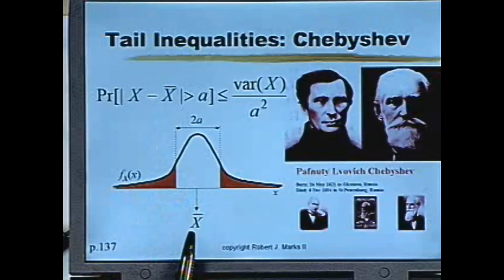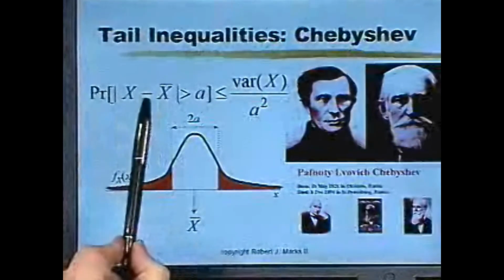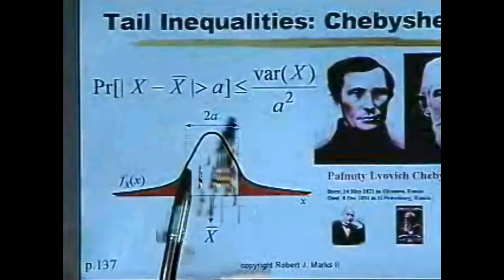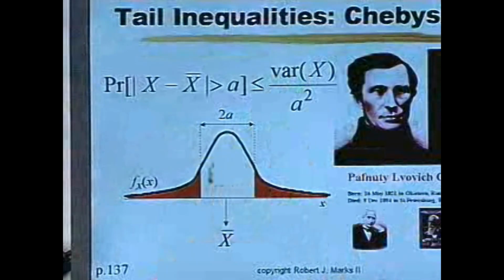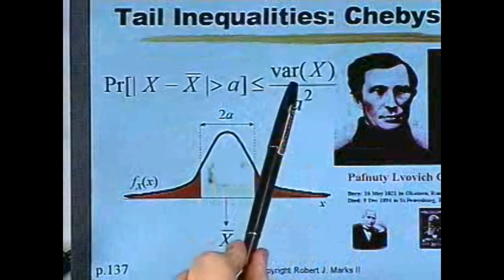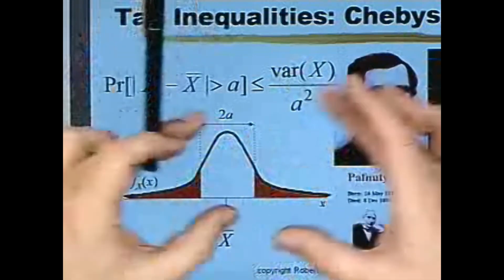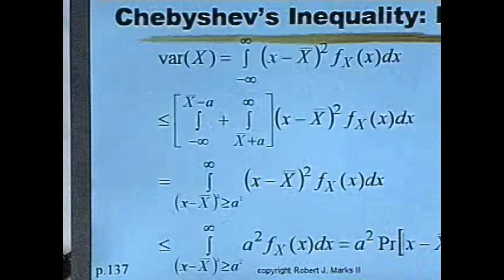We have a density function with an x bar, and the probability that |x minus x bar| is greater than a is the probability that these areas under the tails is less than or equal to the variance. So what happens to this bound as the variance of x gets larger and larger? It gets larger and larger too, corresponding to the interpretation that this density function gets spread out more and more. Hence, Chebyshev revealing the variance as a measure of dispersion.